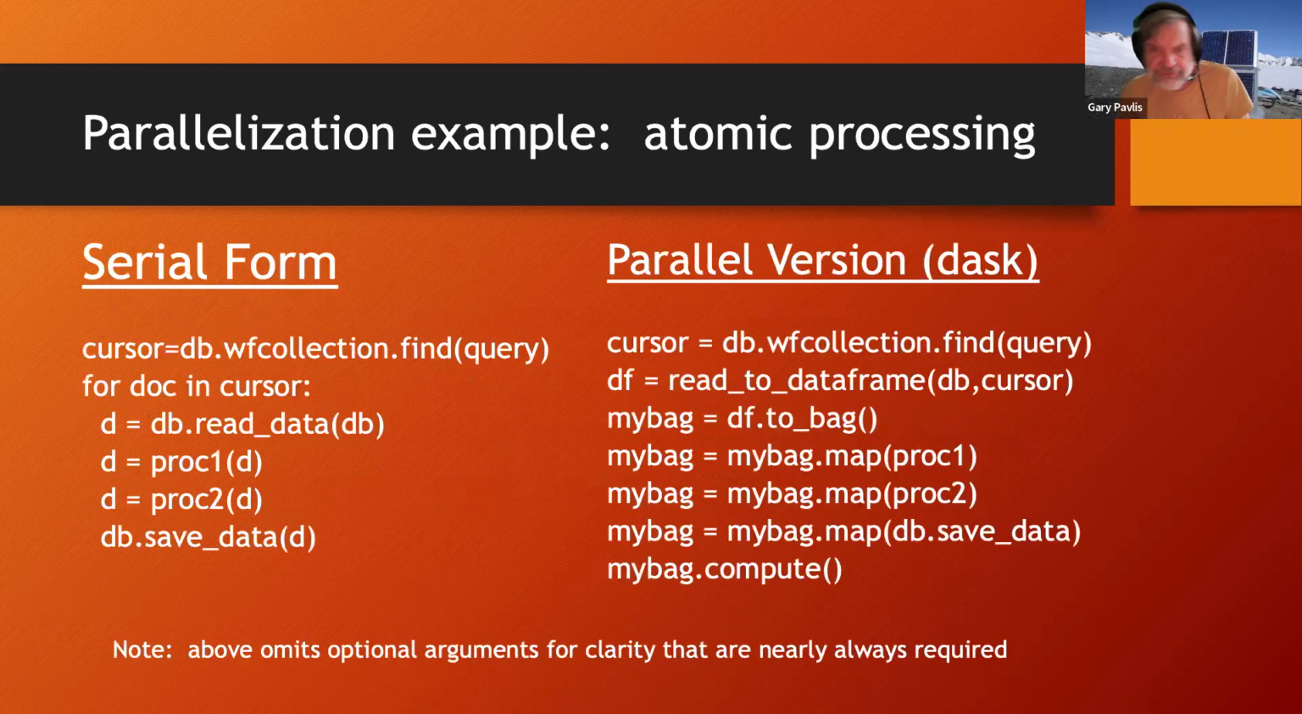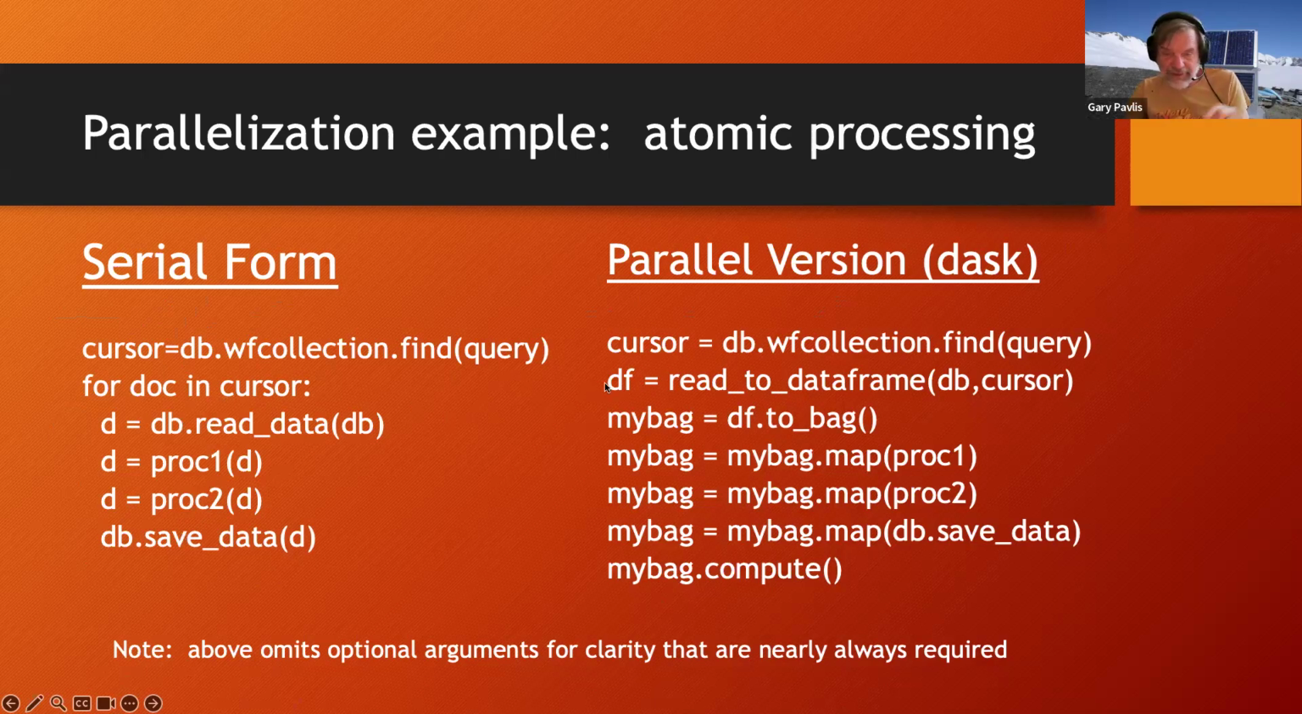What I wanted to show you is how the programming interface is actually really simple. How do you translate a serial prototype into a parallel version? So this is an example. We'll see loops like this in the examples that you ran before the class even started. In this case, you create a cursor and you loop over the cursor. This is just generic: read data, run procedure 1, procedure 2, and save data.